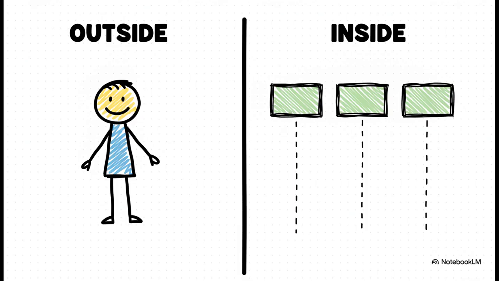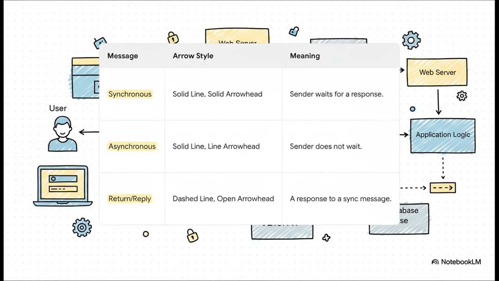And on the inside, we have the lifelines. These are the actual components of the system. The user interface, the database, you name it. That vertical dashed line shows that they exist throughout this whole interaction. And how do all these parts talk to each other? Well, they send messages, which we show as arrows.